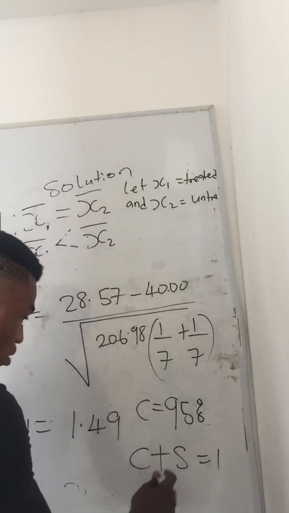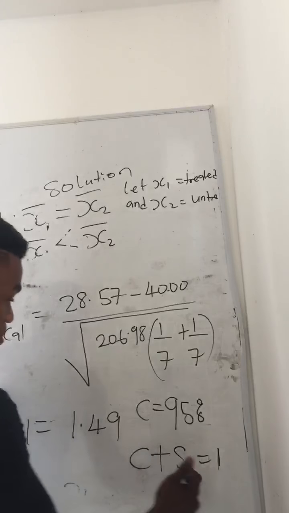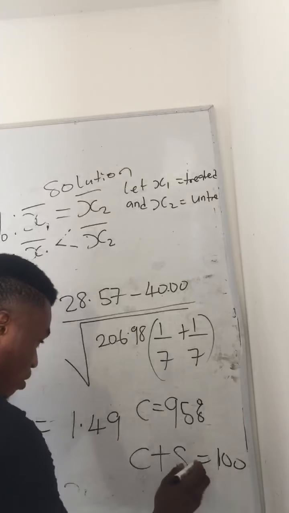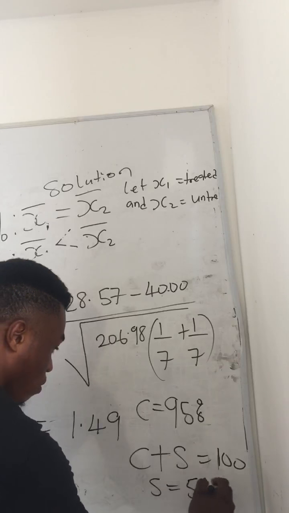Or in percentage, you can say the level of confidence in percentage plus the level of significance in percentage should give you 100 if they are all in percentage. So if you are working at 95% confidence, then the level of significance will be 5%.